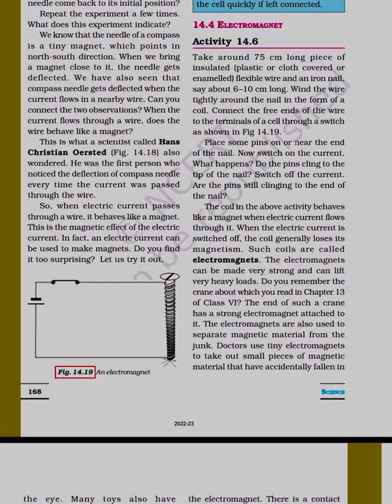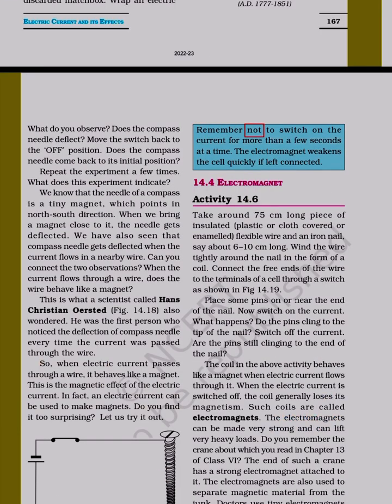Figure 14.19 An electromagnet. Remember not to switch on the current for more than a few seconds at a time. The electromagnet weakens the cell quickly if left connected.